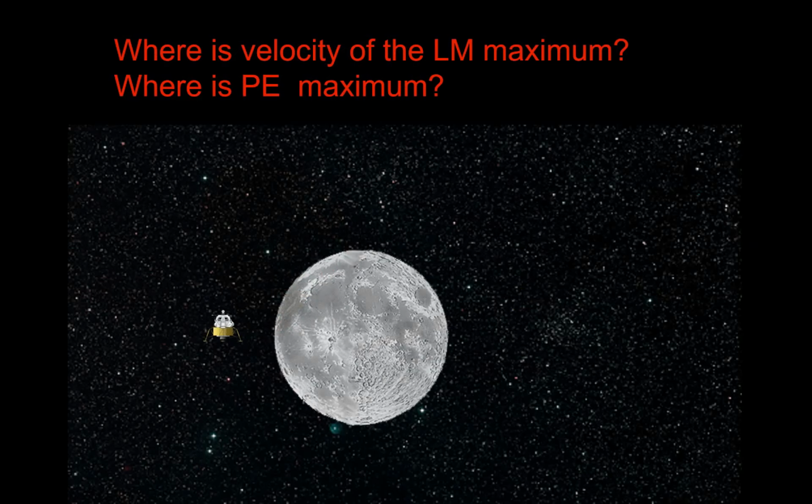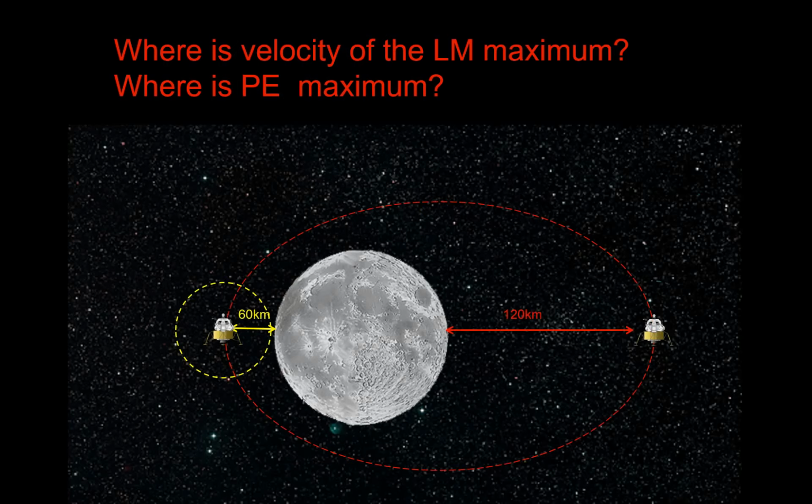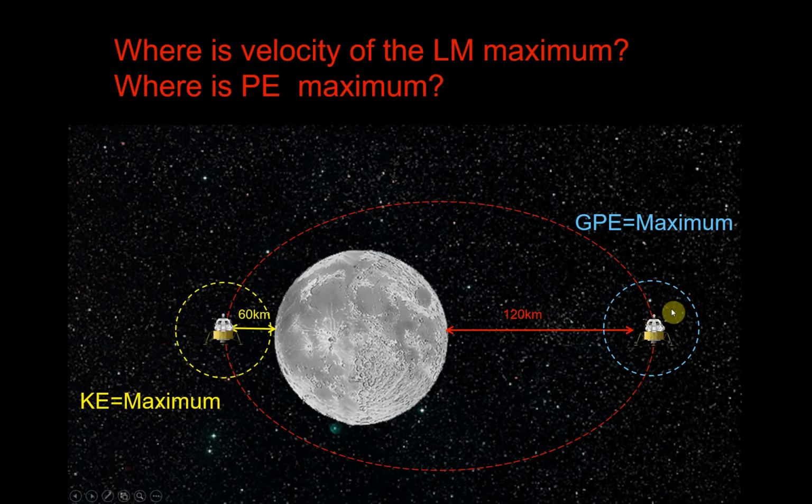So let's take a look at a situation where we're looking at the Moon. Here's the lunar module that people landed on the Moon with. Where will be the maximum velocity of the lunar module, and where will be the maximum potential energy? If the spacecraft goes in an elliptical orbit like this, we have a distance of 60 kilometers from the surface of the Moon here and 120 over here. Of course, we could add the radius of the Moon and look at the separation of the center of mass if we wished. But that means kinetic energy is a maximum here, and gravitational potential energy is a maximum here.